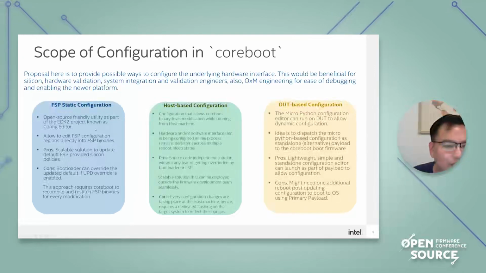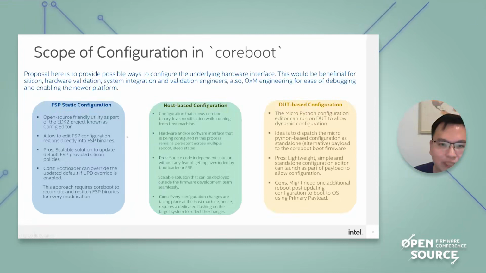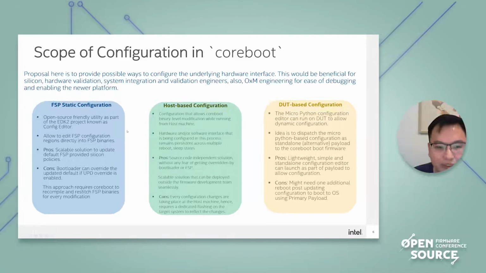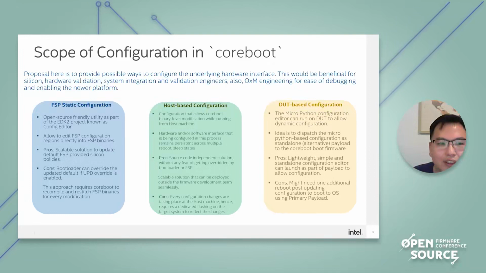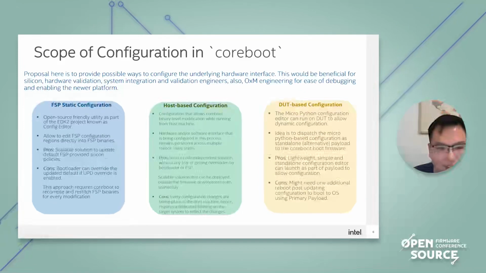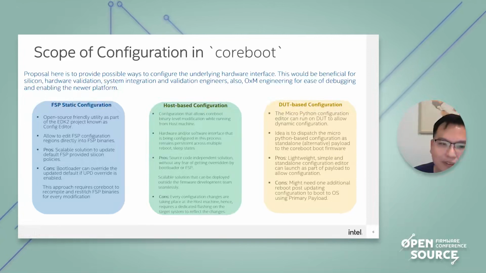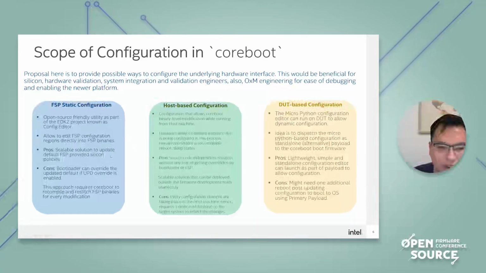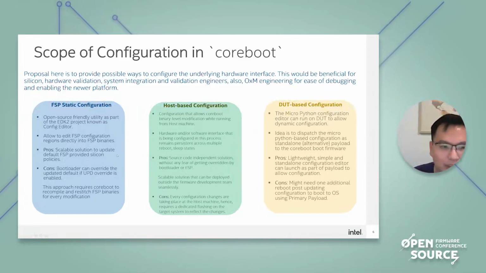So with this utility, you can edit all the FSP configuration regions directly in the FSP binaries. You can imagine, you have the FSP binaries, you've got the headers, right, and the BSF files or YAML files. You can use this utility to change any parameters. Of course, the advantage is that you can easily patch any FSP provider's silicon policies, right? So let's say you have a Tiger Lake, and you want to change some memory configuration or silicon configuration, you can easily do this and patch the binaries.